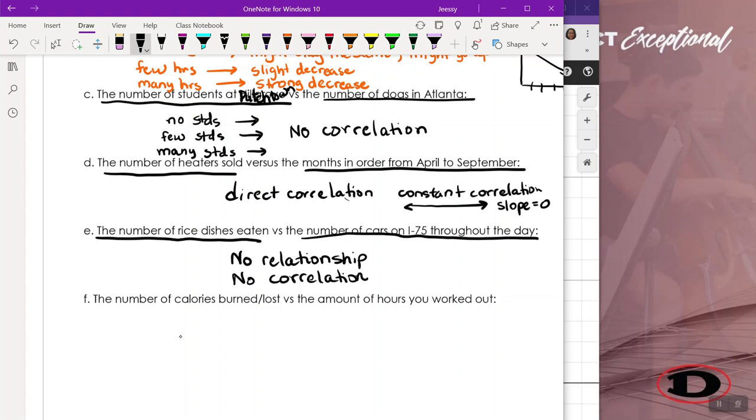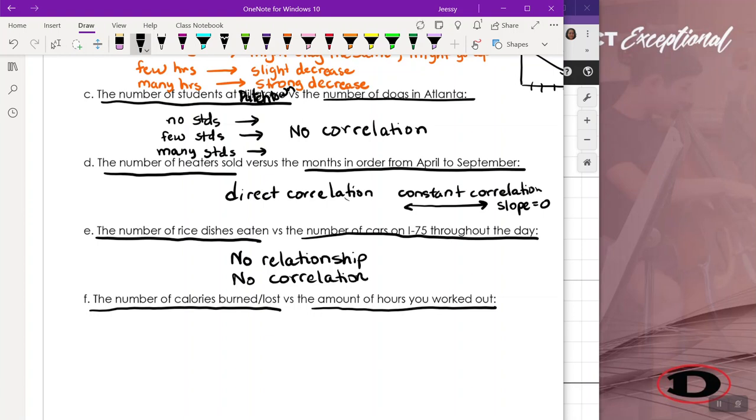All right. The last one, the number of calories that we burn, that means the number of calories that we lose, right? We're burning, we're losing them, versus the amount of hours that you work out. Do you think there's a correlation between those two? How many calories you burn and how many hours you work out? Is there a relationship? Is there a correlation? Yes? Okay, what type of relationship is there? Positive or negative?